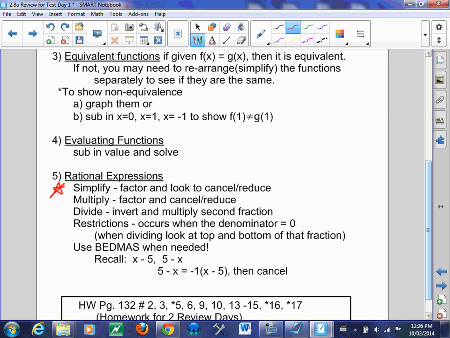Okay, so make sure that you try to factor and look to cancel or reduce.